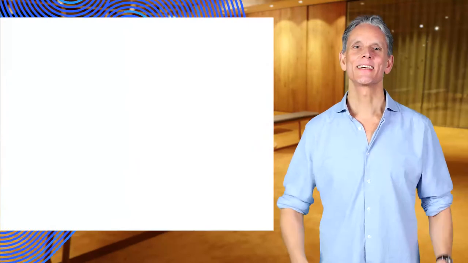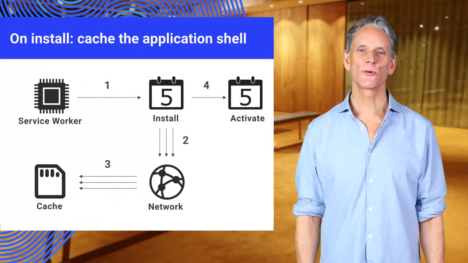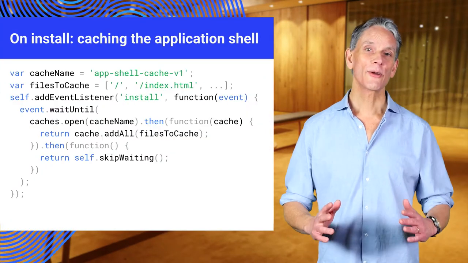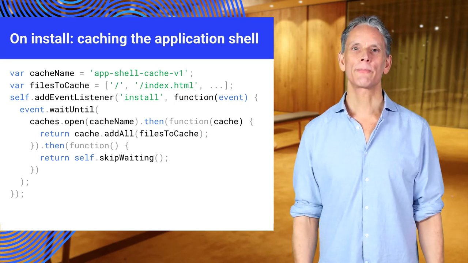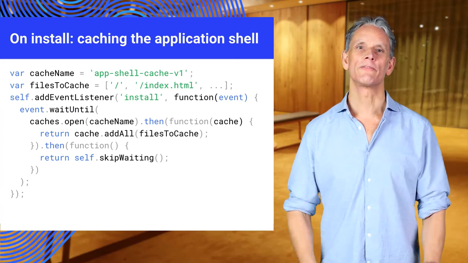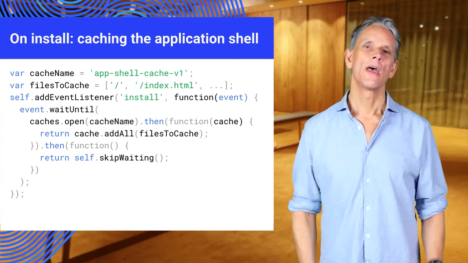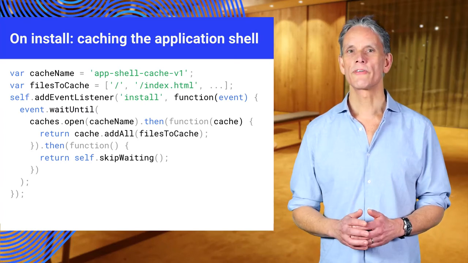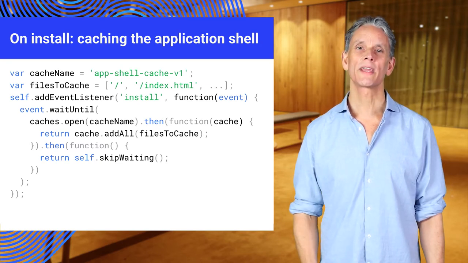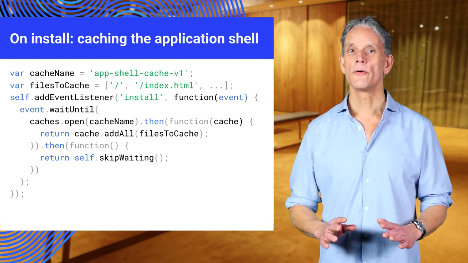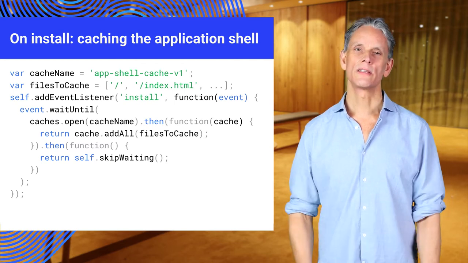We can cache a site's static resources in the install event in the service worker. And we can cache the HTML, CSS, JavaScript, any static files that make up the application shell in the install event of the service worker. It's important to note that while the install event is happening, any previous version of your service worker is still running and serving pages. So the things you do here mustn't disrupt that.